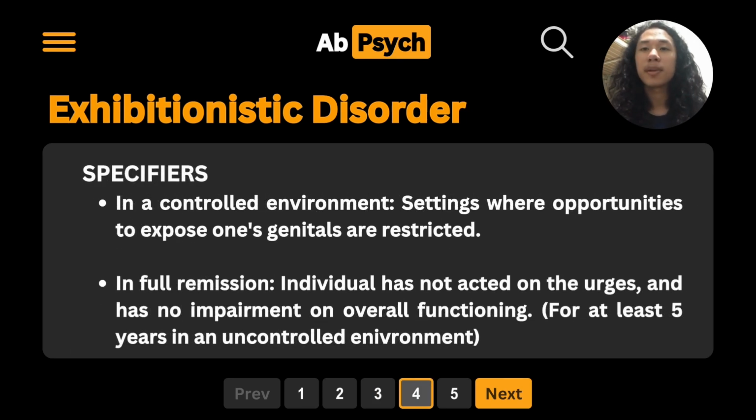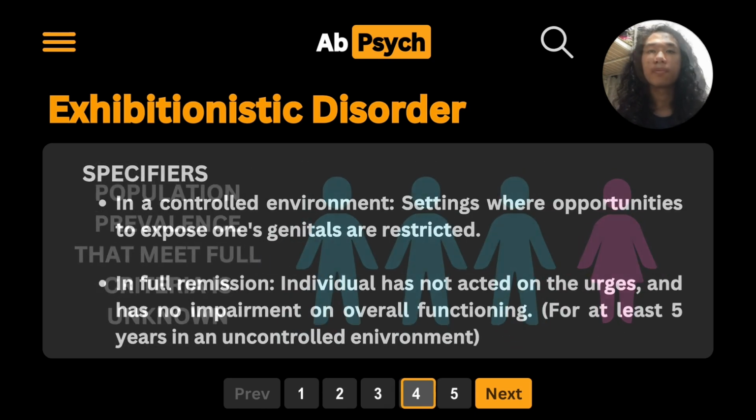And of course, hindi mawawala yung specifiers ni exhibitionistic disorder. So yung kanyang first specifier is same lang kay voyeuristic, in a controlled environment, kung saan limited or restricted lang yung opportunities niya to expose one's genitalia because in occupational settings may mga regulations, may mga rules na ini-impose kaya hindi niya basta-bastang ma-execute yung kanyang sexual interests. Next is yung in full remission. So katulad lang din nung sa voyeuristic kung saan for at least 5 years hindi siya nag-act upon dun sa urges, sa fantasies, sa impulses ng kanyang exhibitionistic sexual interest and therefore hindi na i-impair yung kanyang overall functioning.